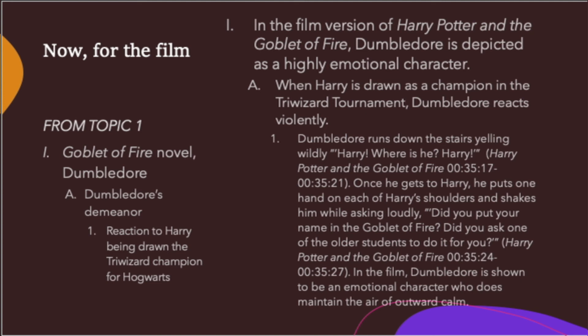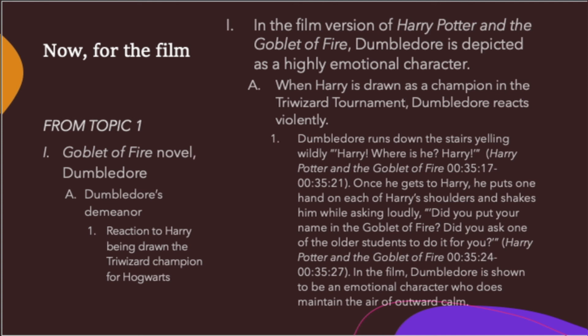And in the film, Dumbledore is shown to be an emotional character who does not maintain that air of outward calm, right? So we're just reaffirming what we've said earlier in that last sentence, just like we did in this previous slide, right? Using the evidence that we see, okay?